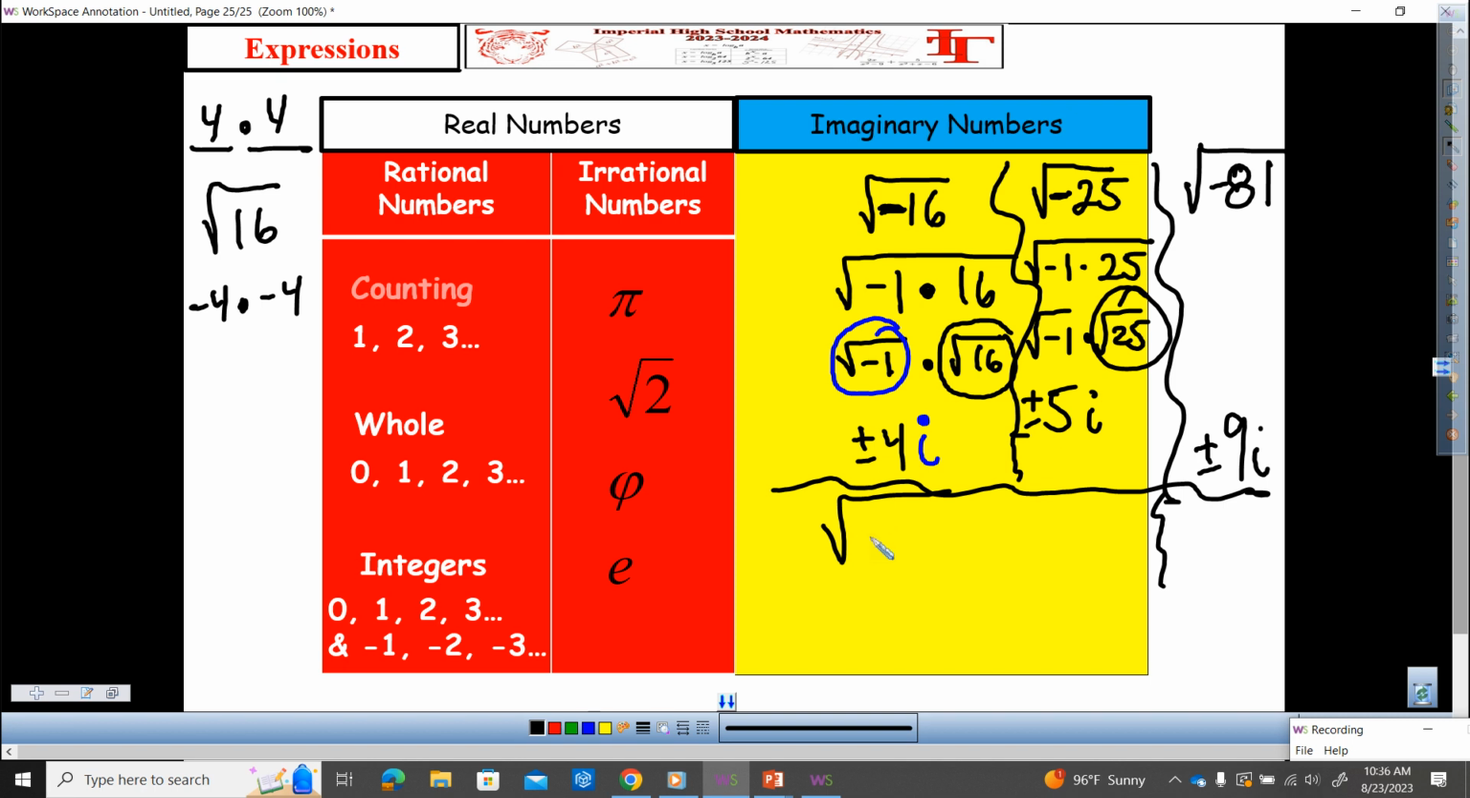Last one. Square root of negative 100. I don't want you to do the work. I just want you to write it on the side. By now you should be able to do it in your noodle. Tell your neighbor what you got, please. What is square root of negative 100?